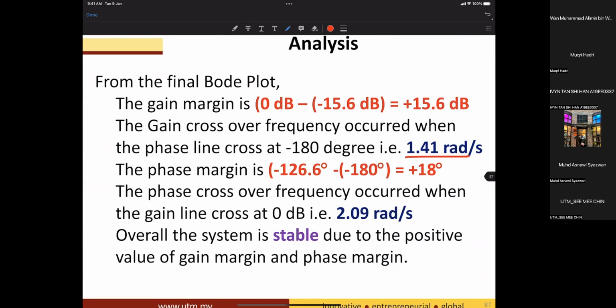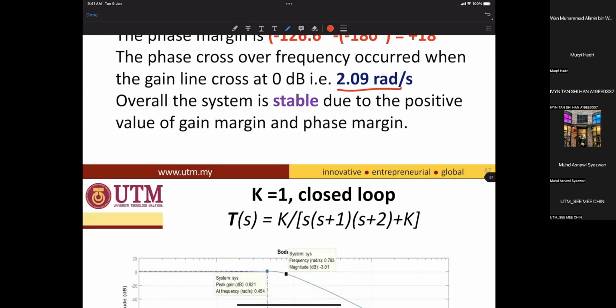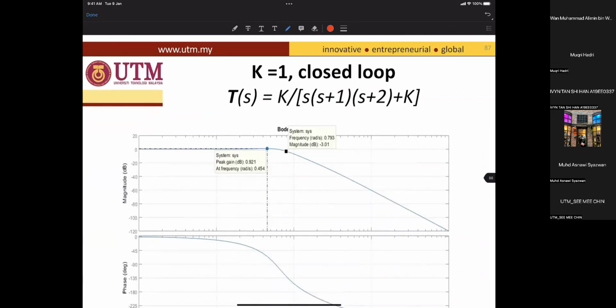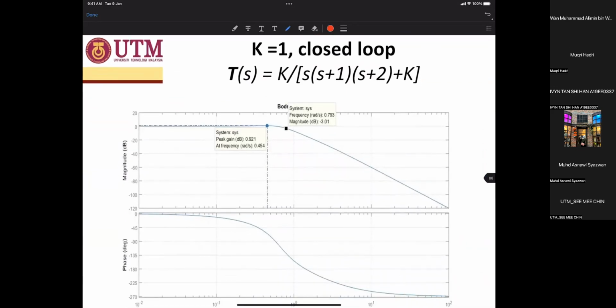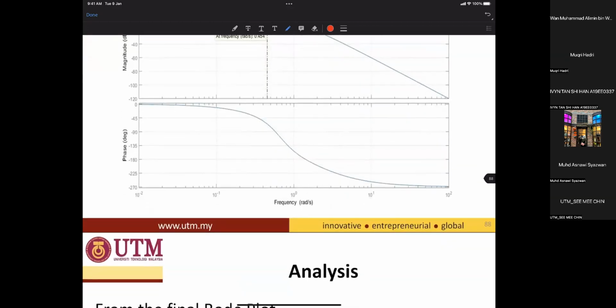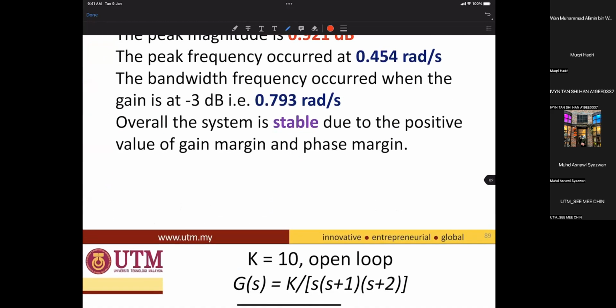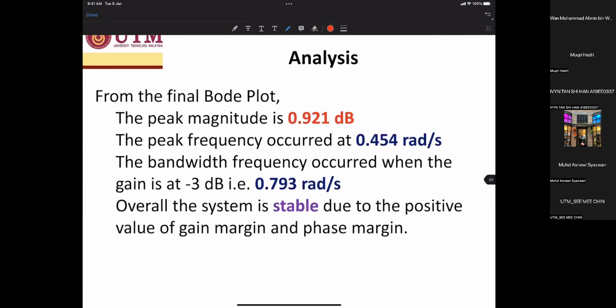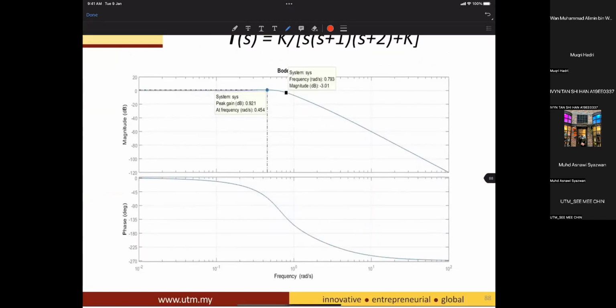2.09. System stable. Okay, and then closed loop for K equal to 1. We observe there is a peak gain 0.9 to 1 and resonant frequency 0.54 radian per second. And then the bandwidth at minus 3 decibel is 0.793. Okay. So what is the value of Mp? Magnitude peak. Mukri.